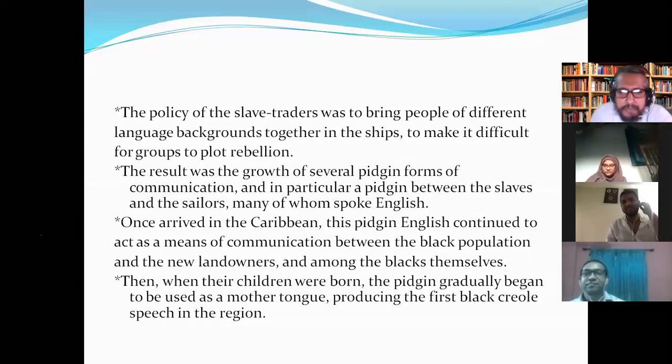Then there were children born. What happened next? When their children were born, the pidgin gradually became to be used as their mother tongue, producing the first black Creole speech in the region.